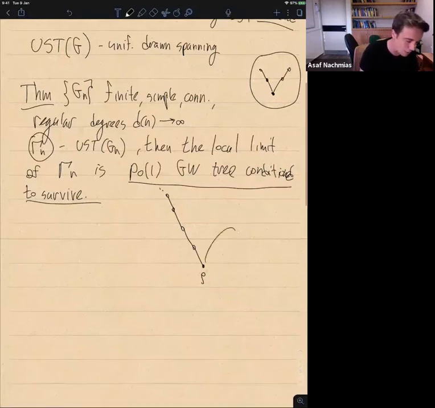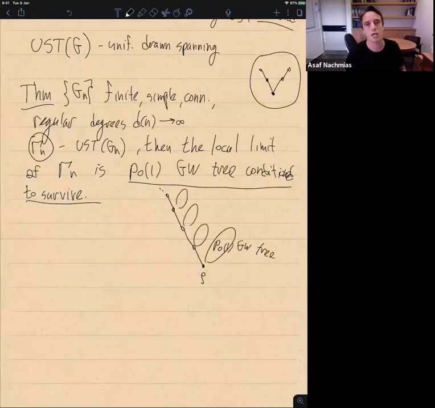And on each of these vertices, I hang an unconditioned Poisson 1 Galton-Watson tree, which everyone knows, of course, is a finite object. So this is the limiting infinite graph that I get when I look locally on the, what was that letter again? Gamma n, the UST of Gn.